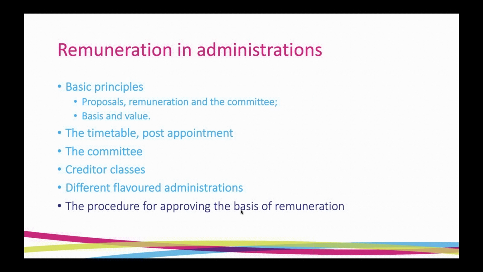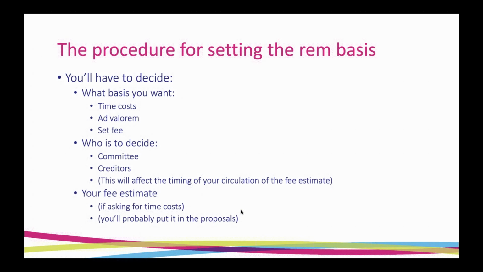Now let's move on from there to look at the procedure for approving the basis for remuneration. There are some decisions for you. You'll need to work out what basis is the appropriate one for this particular administration. And remember, the law says that has to be justified by reference to those 4 statutory factors. So you'll have to explain that in your proposals.